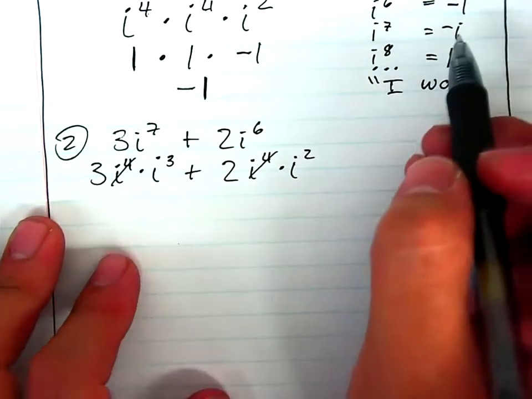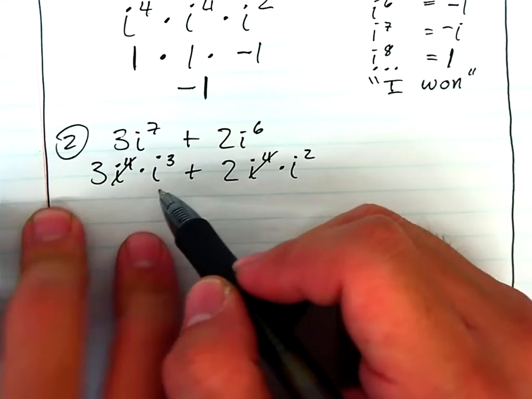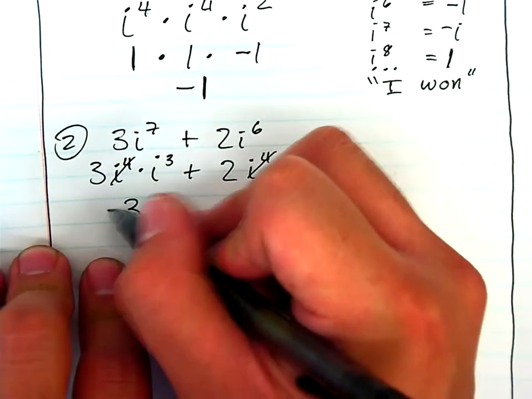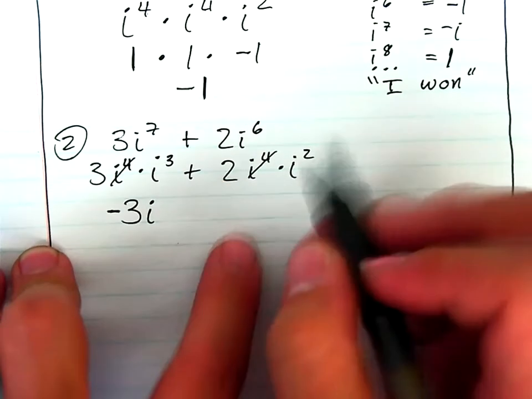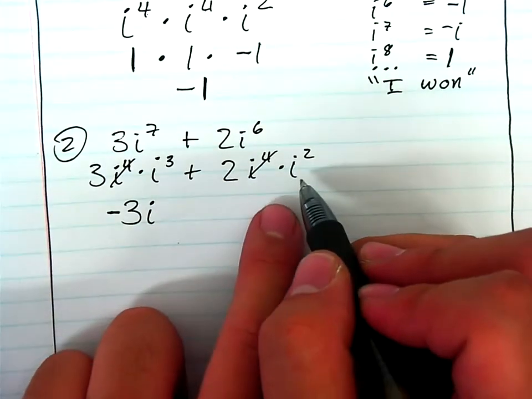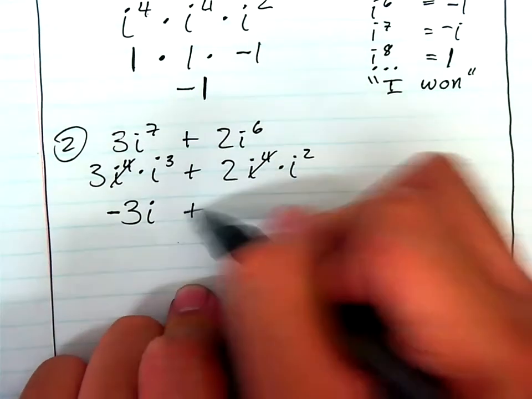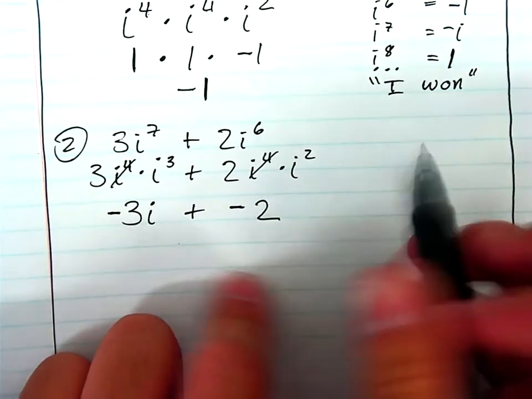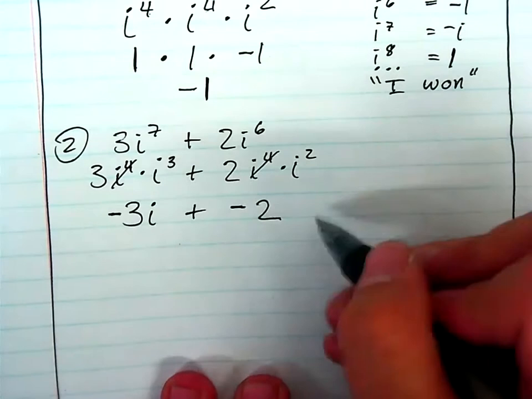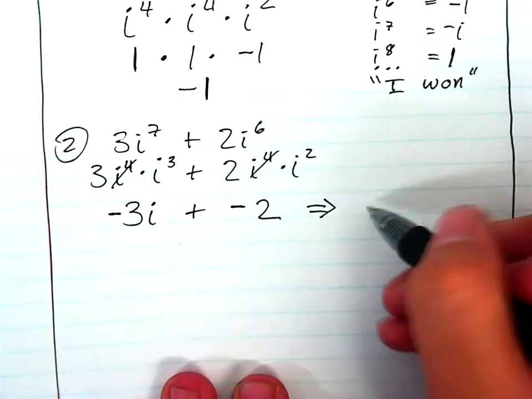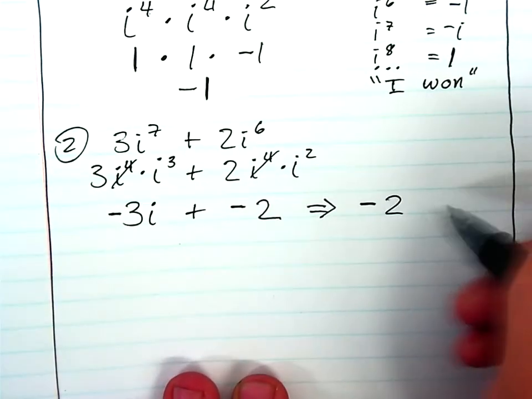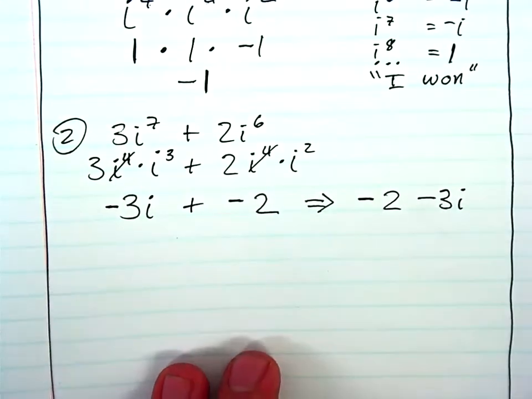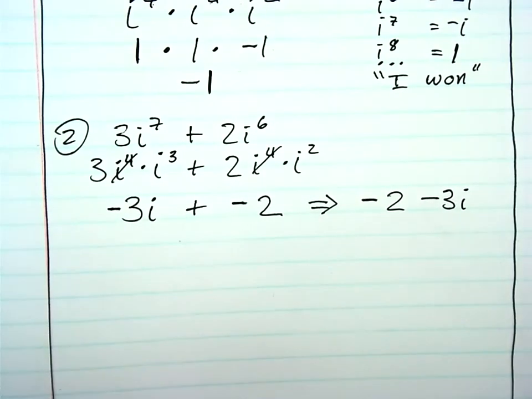Instead, I have 3i cubed. i cubed would be -i, I mean. So this is going to become -3i. Over here, i squared simplifies to -1. So this is actually going to be plus -2. Remember that we want to write it in standard form, a plus bi, so I'm going to rewrite this as -2 minus 3i. Okay, so that would be the standard form answer for all that.